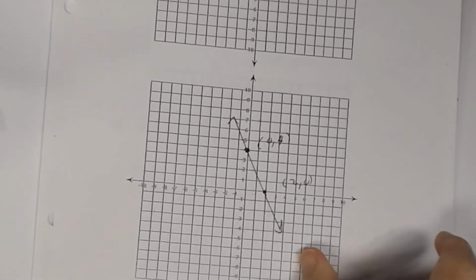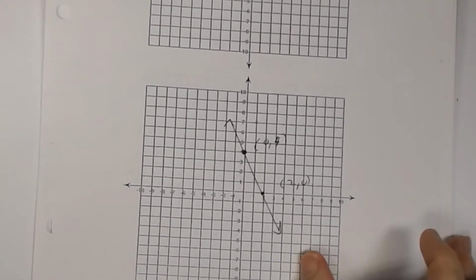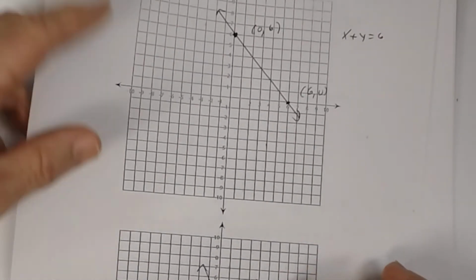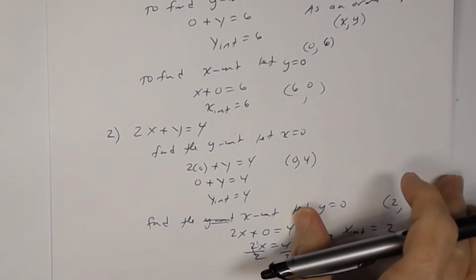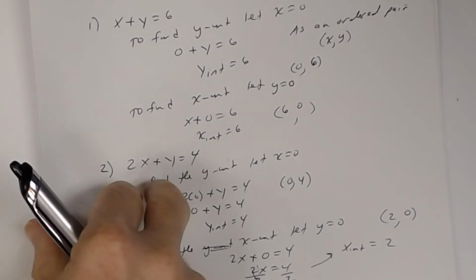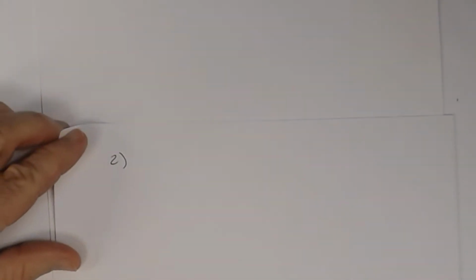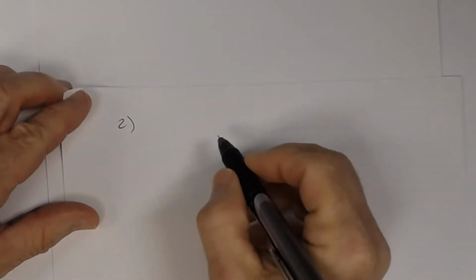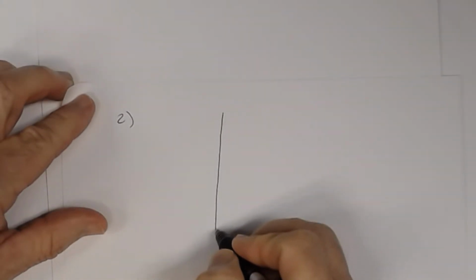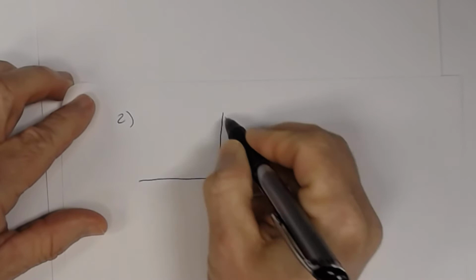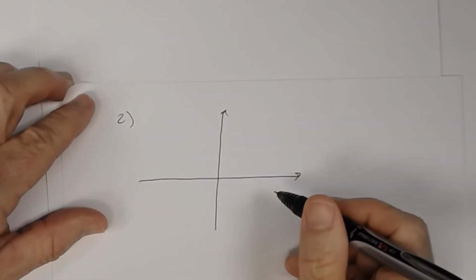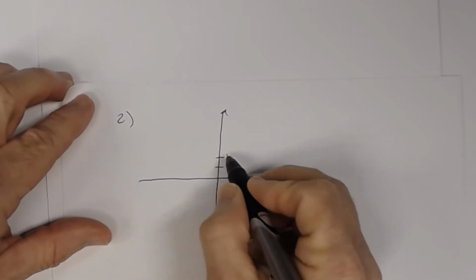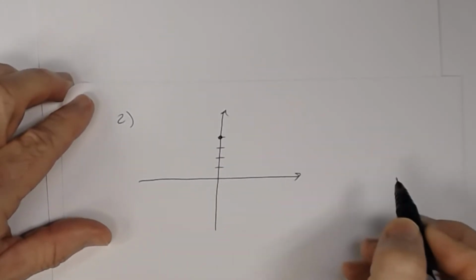Okay? Now, let me just say this. Notice I'm doing this on grid paper. If you did it by hand, remember how I want this to look. So let's just do number 2 by hand. This is how number 2 would look on paper by hand. So you do your x and y axis, and then our points were 0, 4. So you go 1, 2, 3, 4, put a dot.